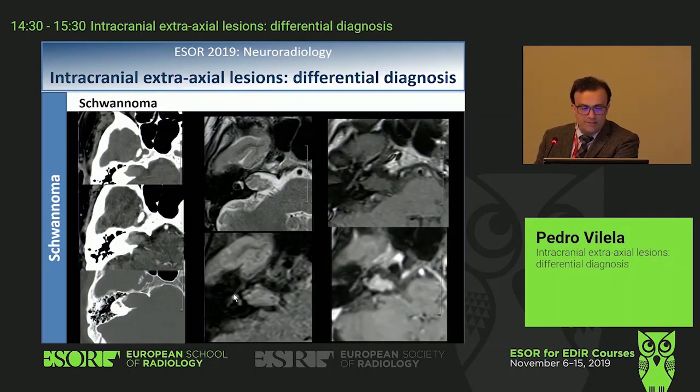And this is the typical example. So you see a very enlarged internal auditory canal, and you see a lesion inside that is slightly enhancing, and this is a vestibulocochlear schwannoma. You see the signal intensities on T2, FLAIR imaging, T1, and T1 post-gad with contrast enhancement, and in this case, a complete solid lesion. You may have some cystic components associated with schwannomas.